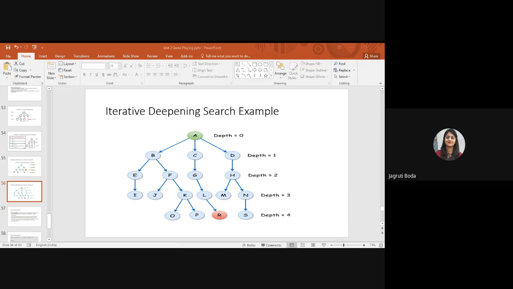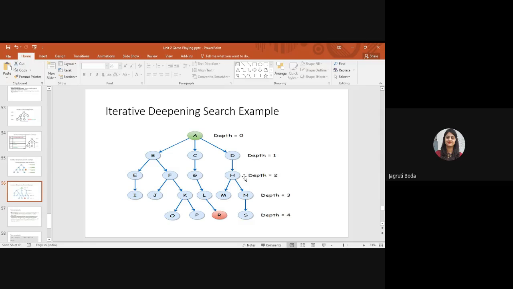Write your answer in the chat box, so I can verify your answer. Yes, some students have written their answer.